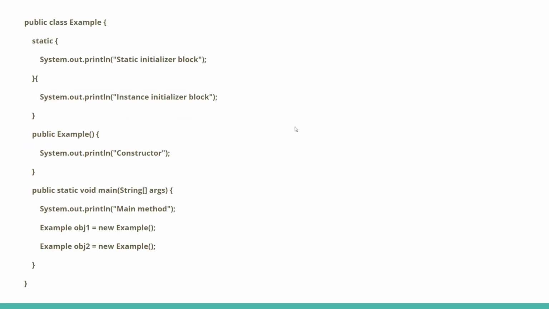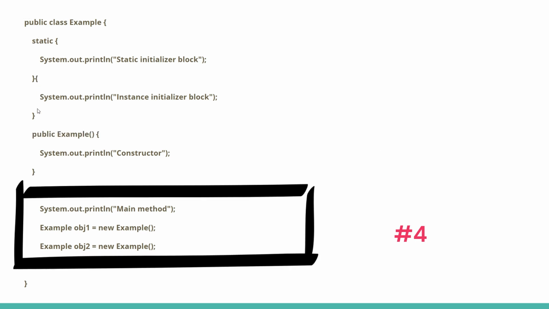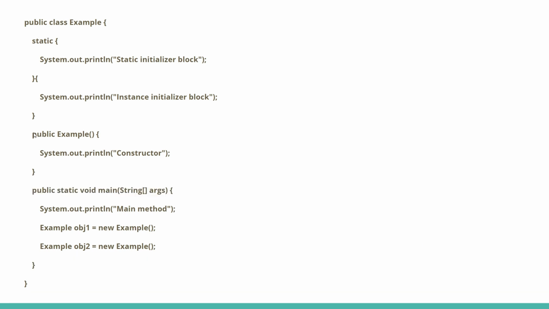The next example, we will consider a static block along with it. First is a static block, second we have an instance block, and then we have the public Example constructor. This is the Example class, so this is a constructor, and inside the main method we have System.out.println main method, and after that we are creating two objects of this Example class.